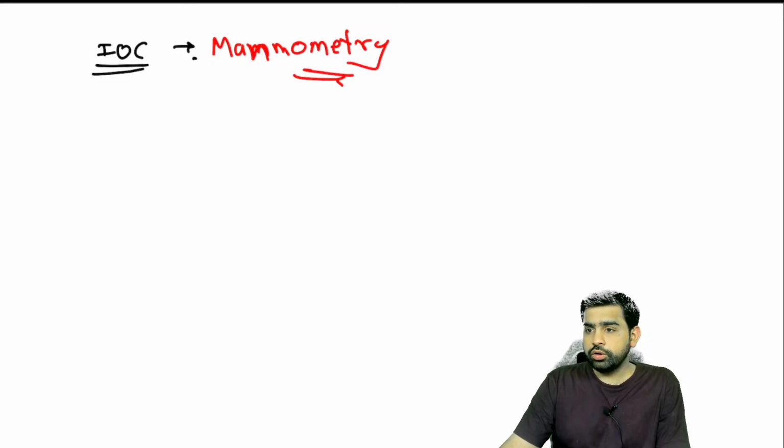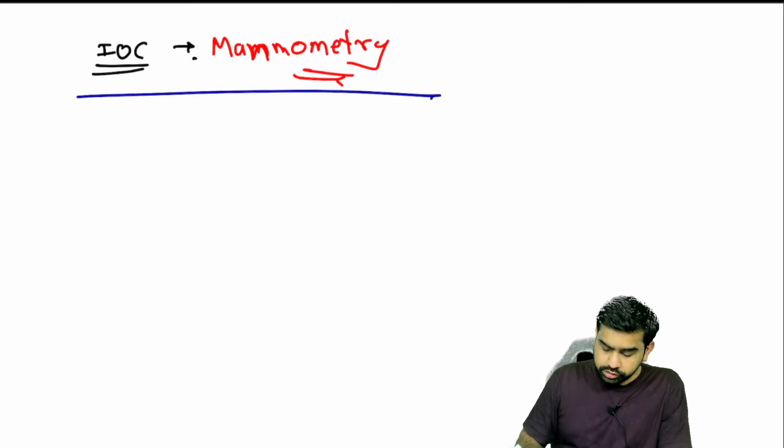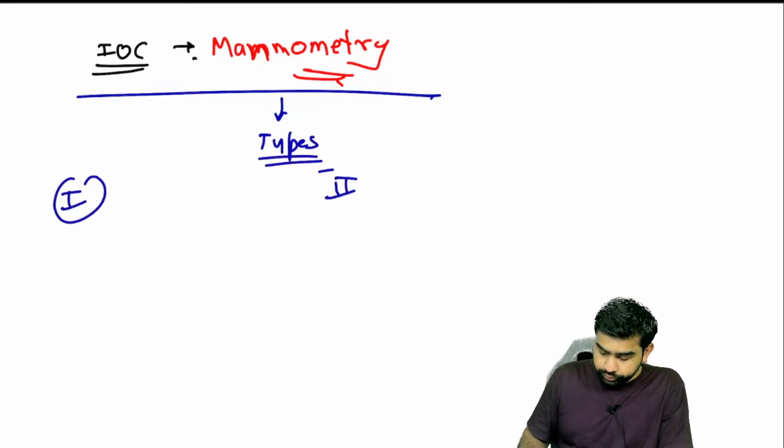Whenever you have this particular kind of manometry, the high resolution manometry, you are asking me to talk to you about the types of achalasia. Based on this high resolution manometry, we have 3 types of achalasia: type 1, type 2 and type 3.